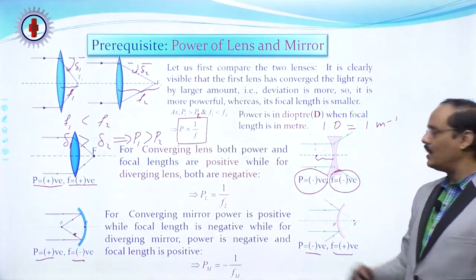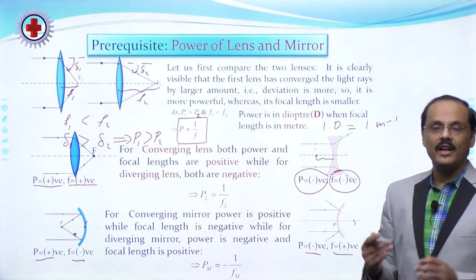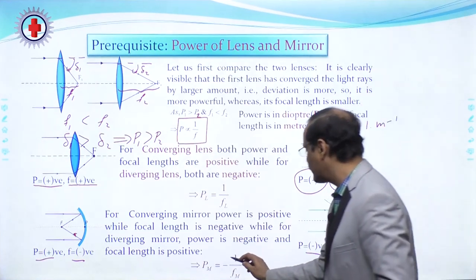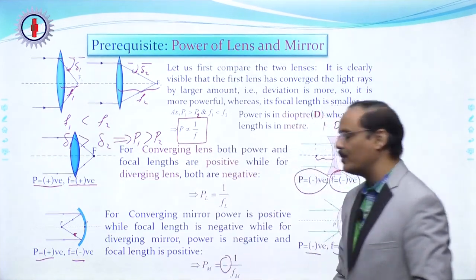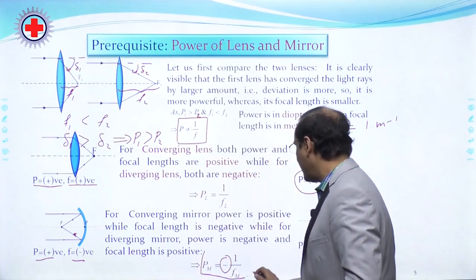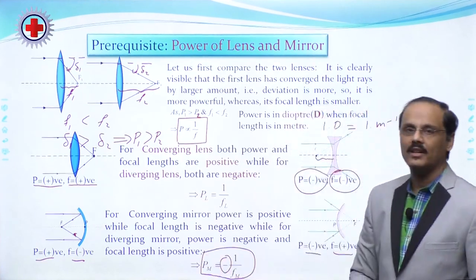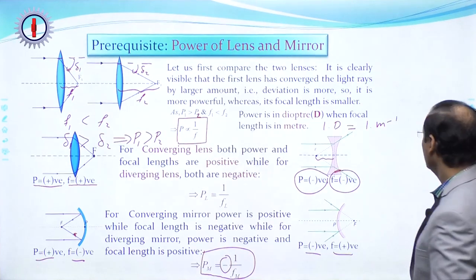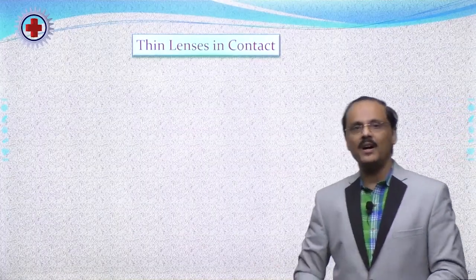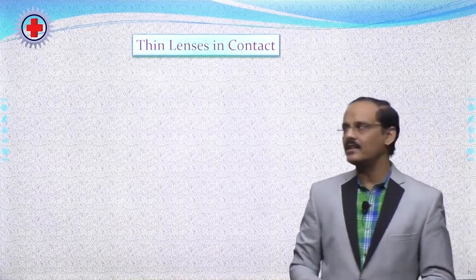So, for a mirror, power and focal length have opposite signs, and the proportionality constant is minus 1. As you could see, the proportionality constant is minus 1. So, power of a mirror is minus of the focal length of the mirror. Got it? Now, we need to get to the first part, that is thin lenses in contact.